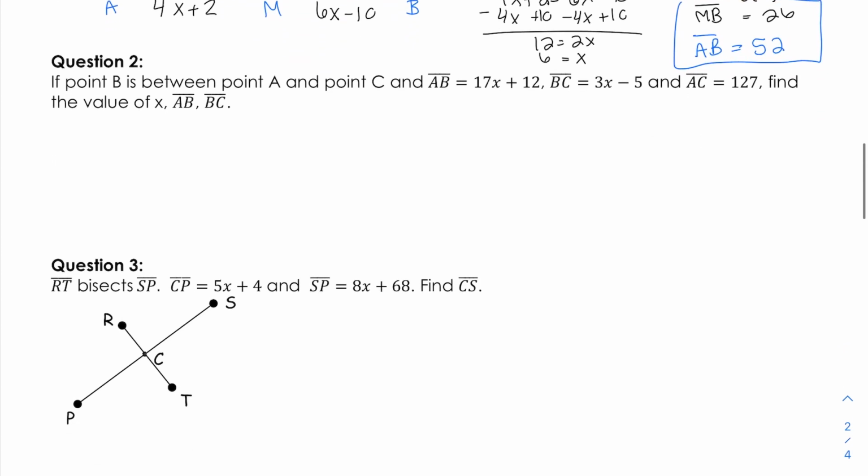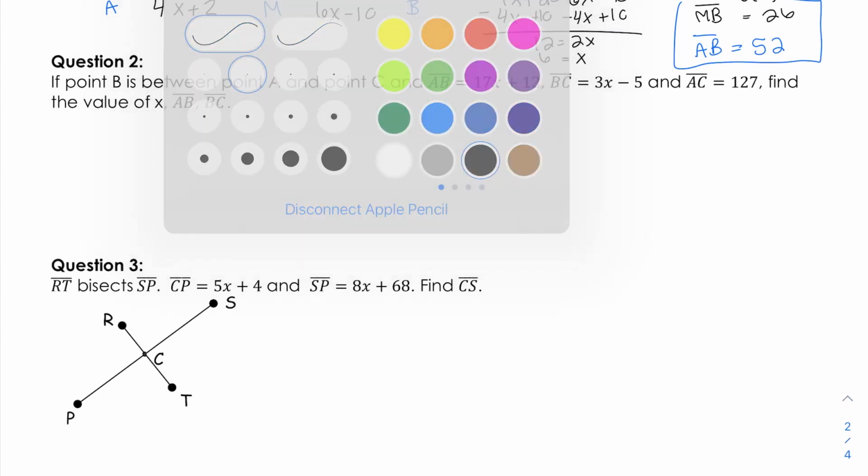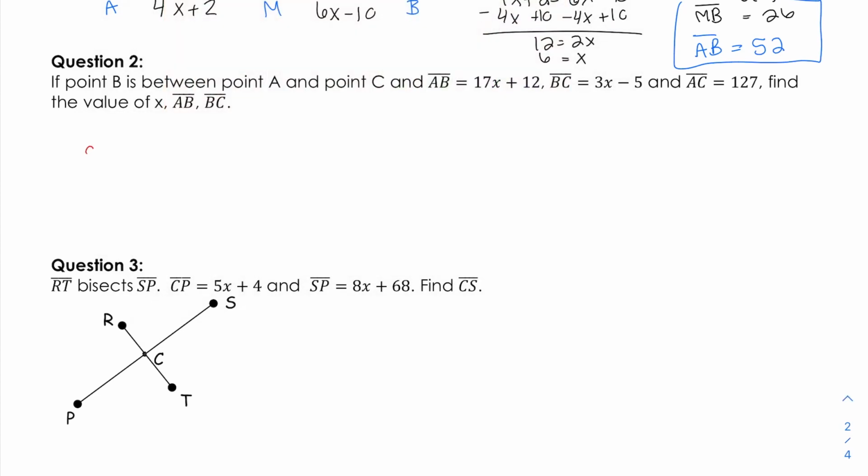All right, question 2. Point B is between A and C. It doesn't say it's the midpoint, it just says it's between. I'm going to draw line AC, and B is somewhere in the middle. It doesn't say where, so I'm just going to draw it in.